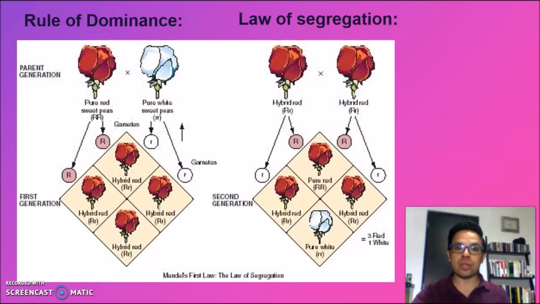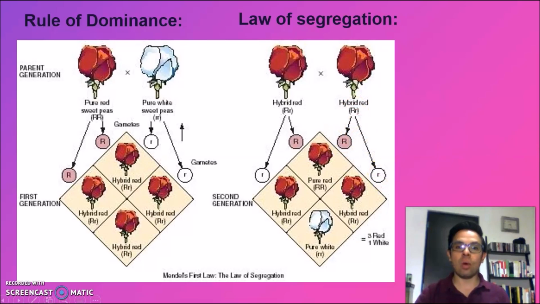The second observation is called the law of segregation. When an organism produces its gametes, these alleles are going to be split. We have a heterozygous organism, and its gametes will have one dominant gene and one recessive one. The same will happen with this parent.